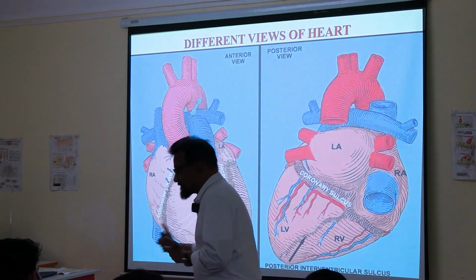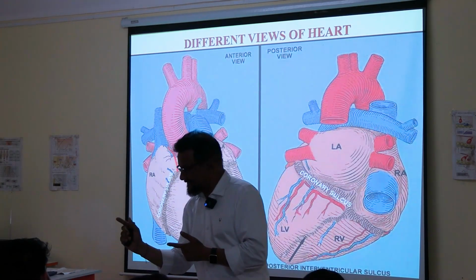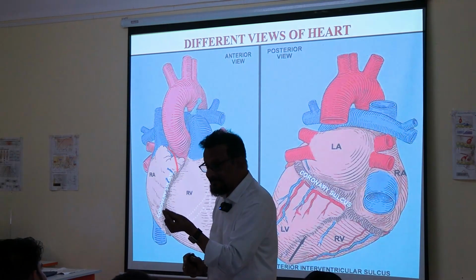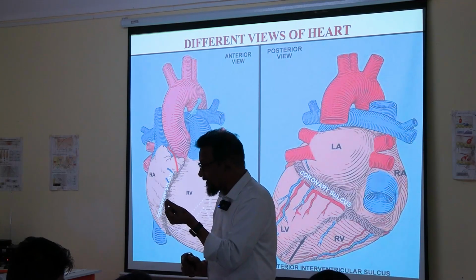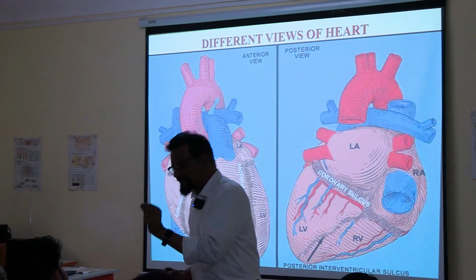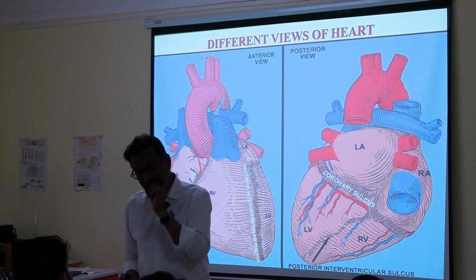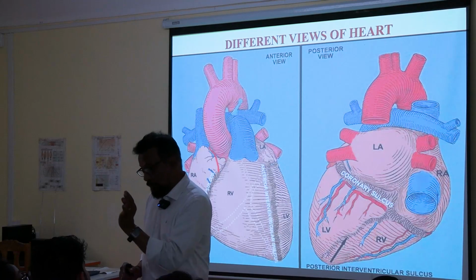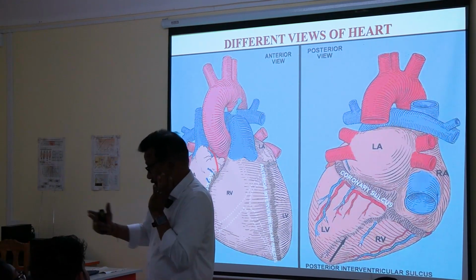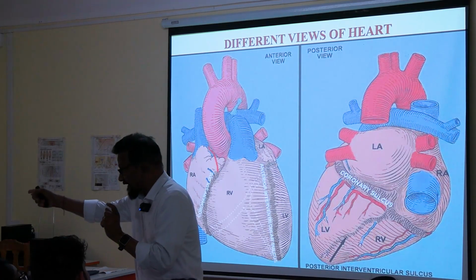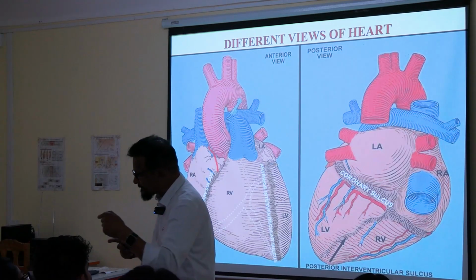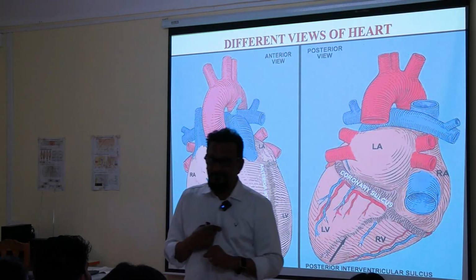Because of this fibrous sulcus and the junctional tissue, the AV node. The AV node is such that its cells are, as we have seen with nerve fibers, those having higher diameter and long length can transmit signals fast. Those having small diameter can transmit signals slowly.